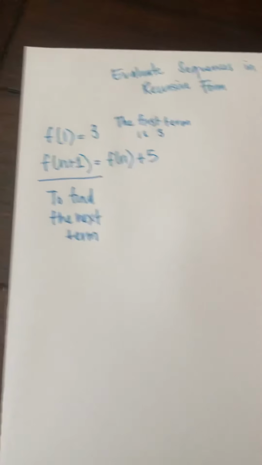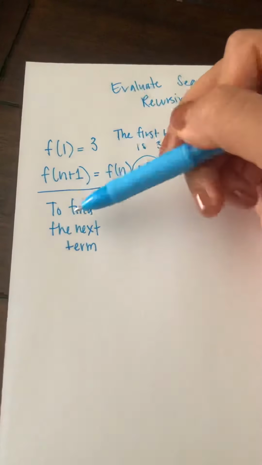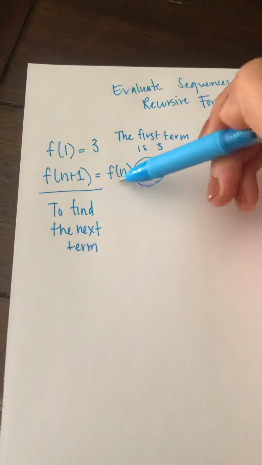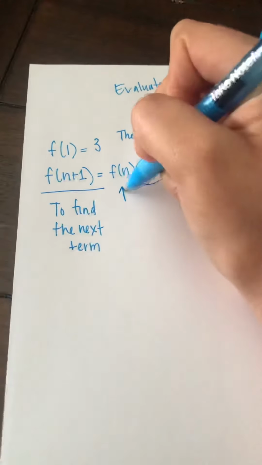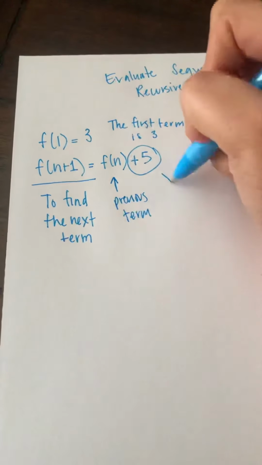right? And so this plus 5 tells me the pattern. It's telling me to find the next term, I have to add 5 to the previous term. This is the previous term. And this means I have to add 5.